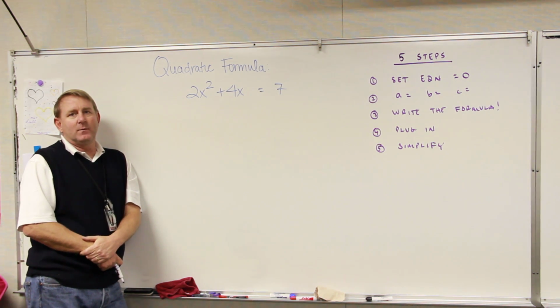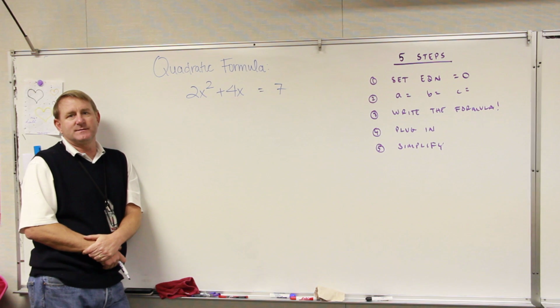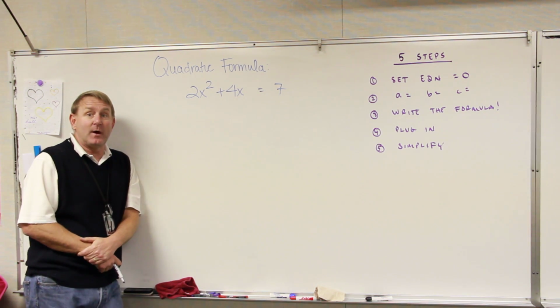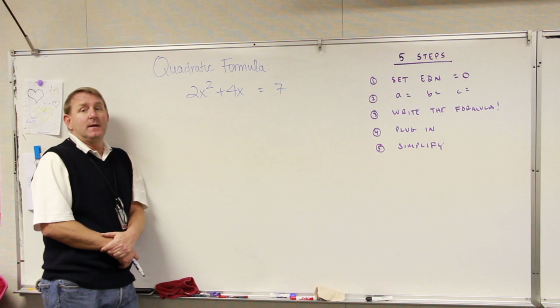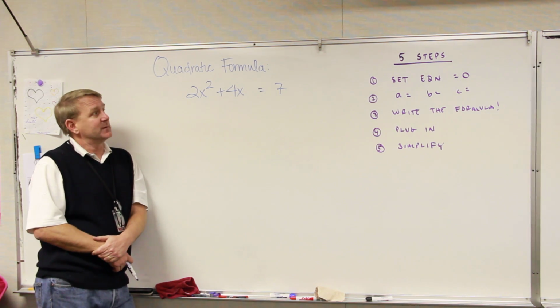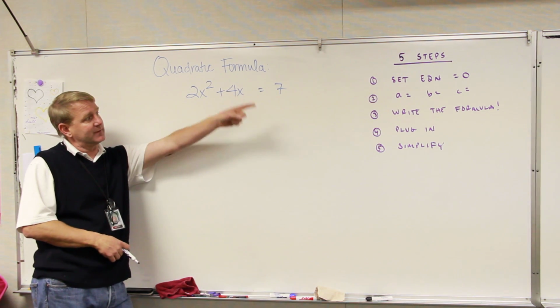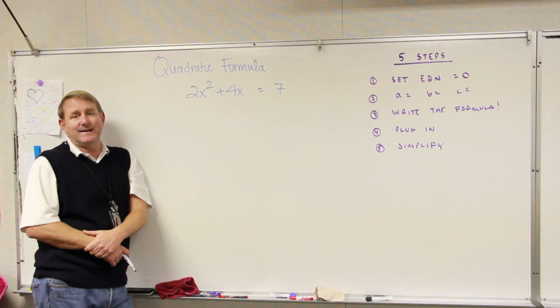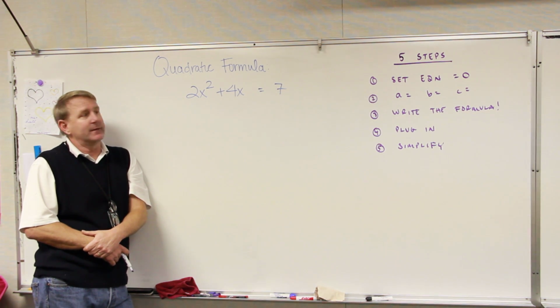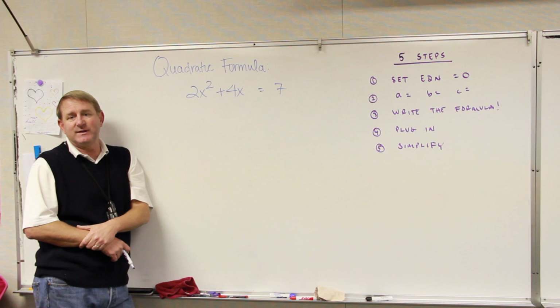Okay, today we're going to work on solving quadratic equations using the quadratic formula. This is the third method. We used the zero product rule and we completed the square, and now this is using the quadratic formula. So there's 5 steps that you use when you want to solve a quadratic equation using the quadratic formula. First, step number 1 is you set the equation equal to 0.